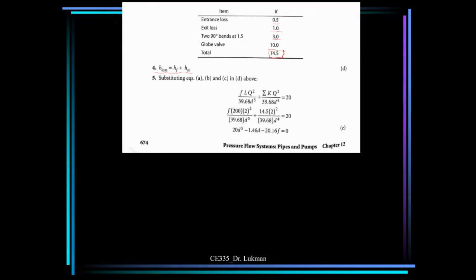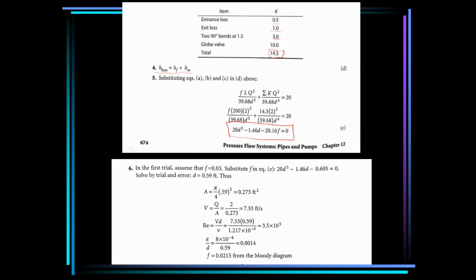Q is known, so we have F and D, one equation. And how can we solve this? We have to use trial and error. That's why we need to assume F. So we assume F to be 0.03 here, substitute here and find D. And we found D 0.59.